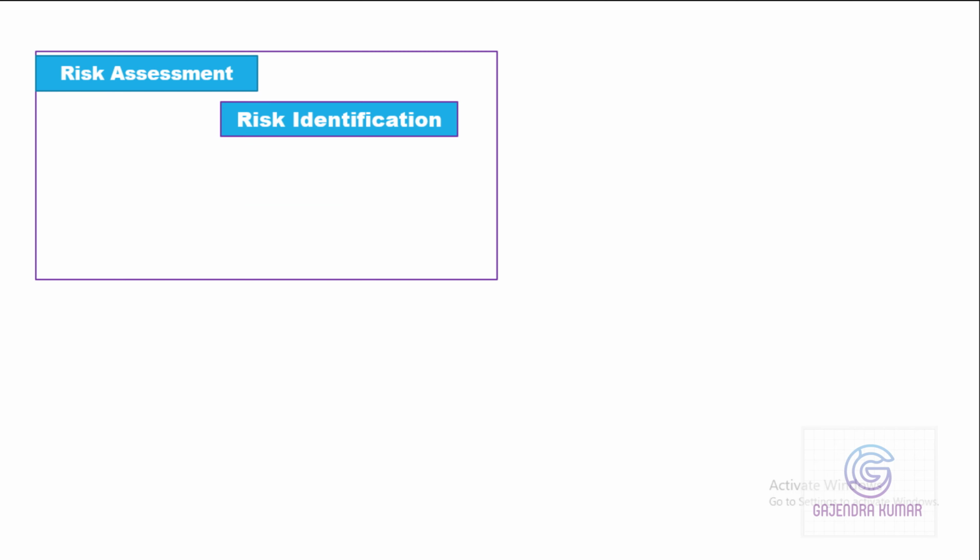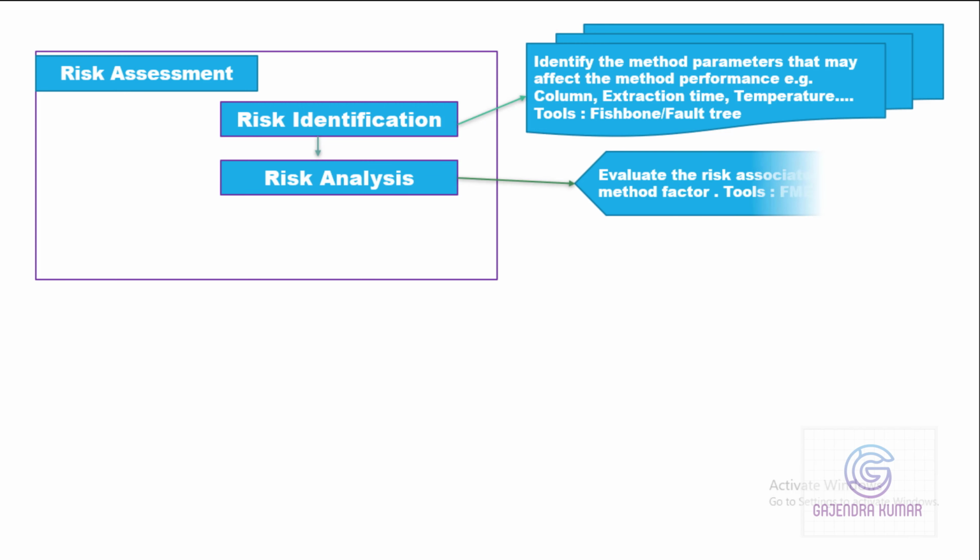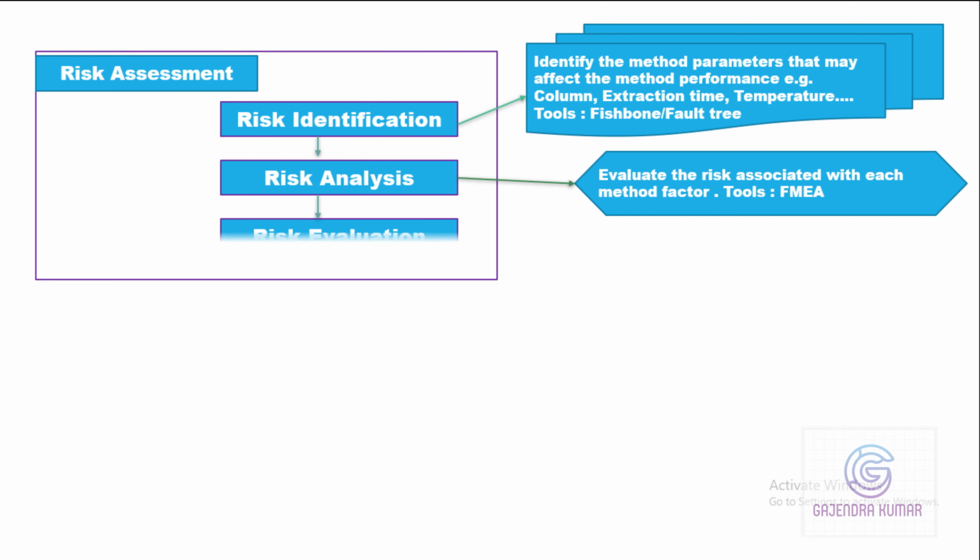The QRM starts with risk assessment. Risk assessment starts with identification of risk. You need to identify the method parameters which can impact the performance, for example column, extraction time, temperature, etc. Once you identify the risk, you need to analyze it. What is the risk associated with each of these parameters? What is the probability, the detectability and the severity? Based on these three principles, we need to analyze each method factor. Then we need to identify what is critical, what is high risk, and what is low risk.